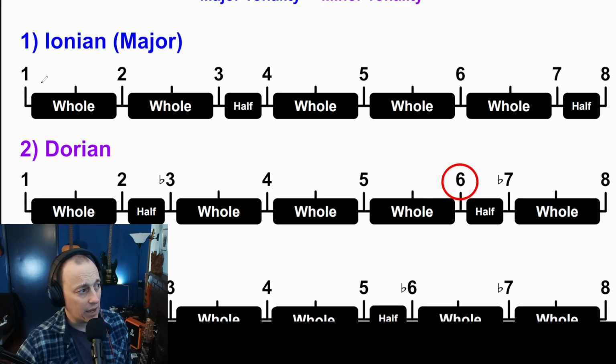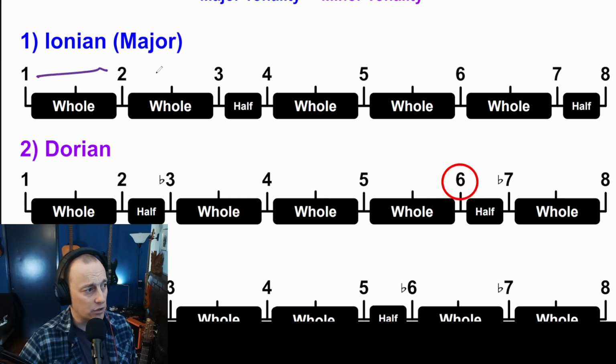So conceptually, I've got a whole step between 1 and 2. This is my major scale. Whole step between 2 and 3. 3 to 4 is a half step.